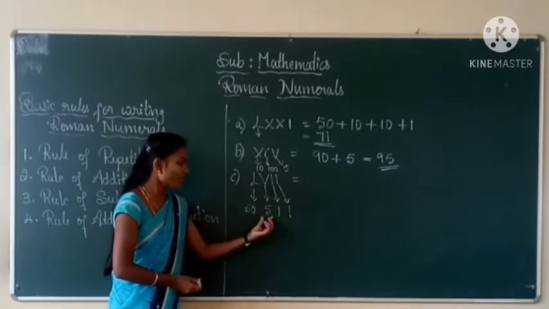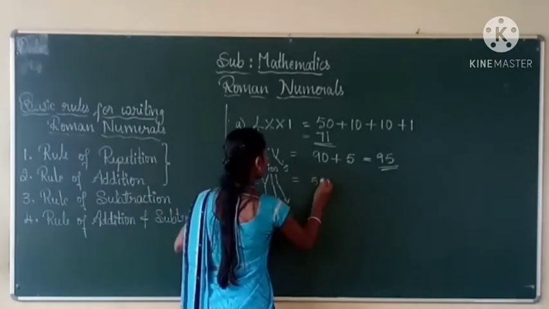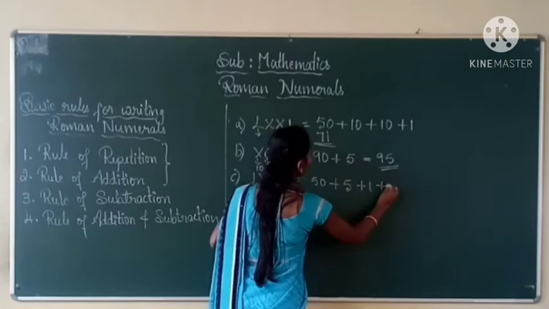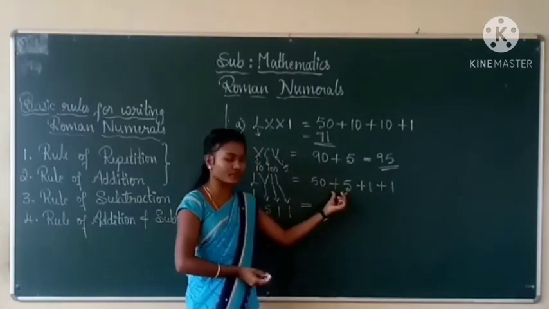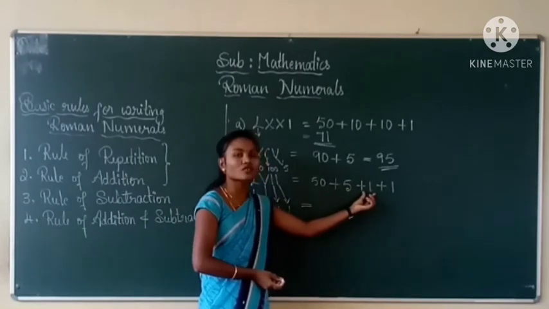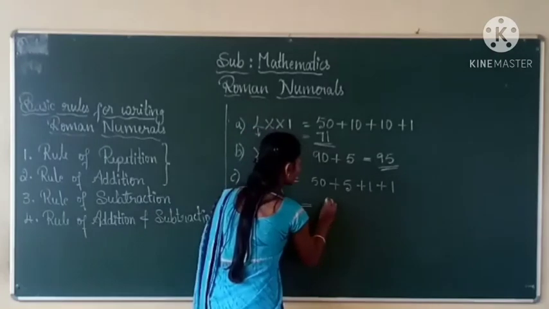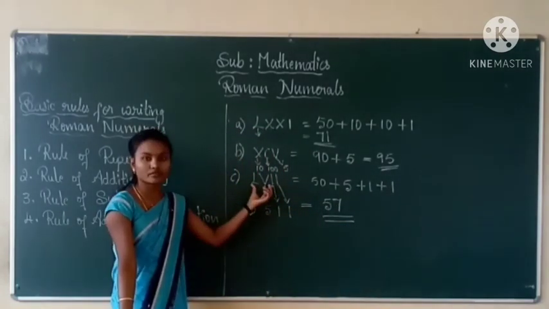50 plus 5 plus 1 plus 1. So that means 50 plus 5 is 55. 55 plus 1 is 56. And 56 plus 1 is 57. So it is the symbol of 57.